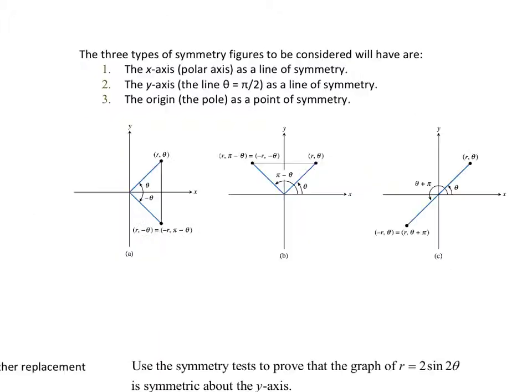There are 3 types of symmetry figures that can be considered. Okay? The x-axis, the polar axis, as a line of symmetry. Okay, so for the x-axis, if you have (r, theta) and (r, negative theta), then that would be equal to (negative r, pi minus theta). And it's just reflected. So if you say you have a radius of 1 and 45 degrees, here you have 1 and negative 45 degrees. Okay?